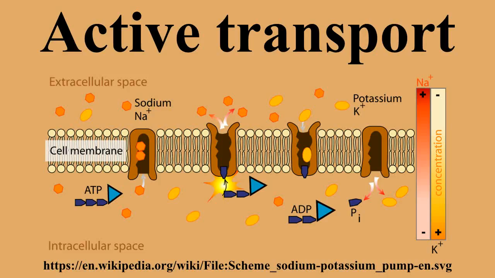If substrate molecules are moving from areas of lower concentration to areas of higher concentration, specific transmembrane carrier proteins are required. These proteins have receptors that bind to specific molecules and transport them across the cell membrane. Because energy is required in this process, it is known as active transport.